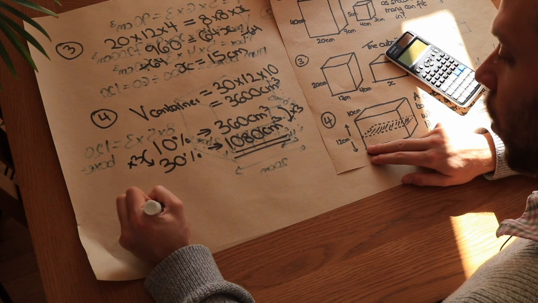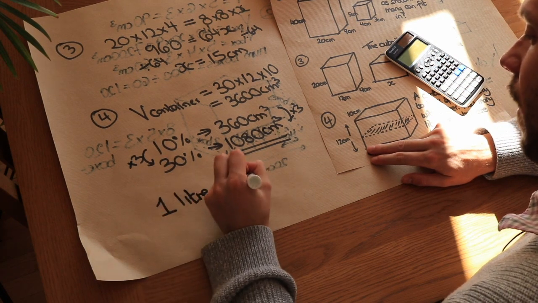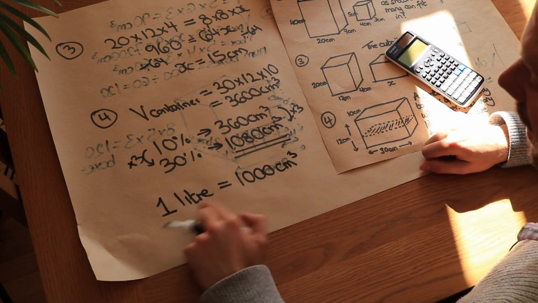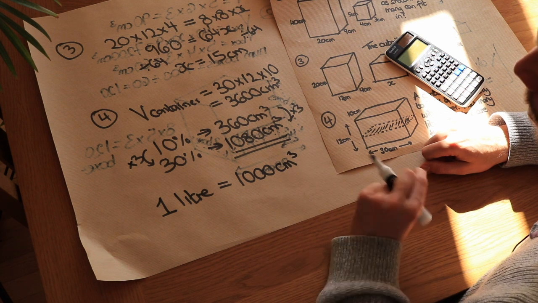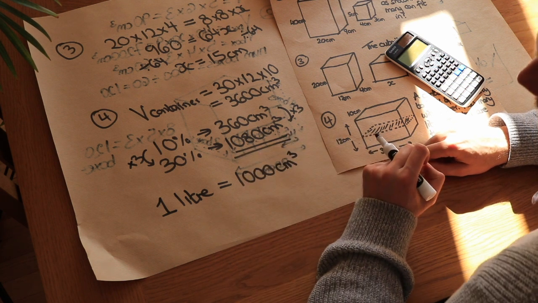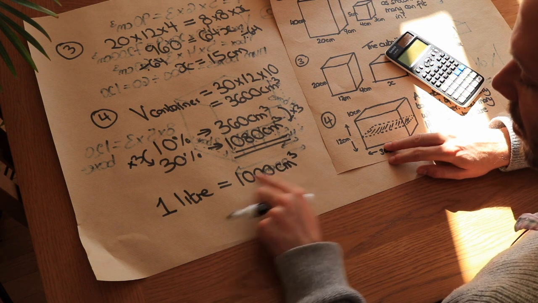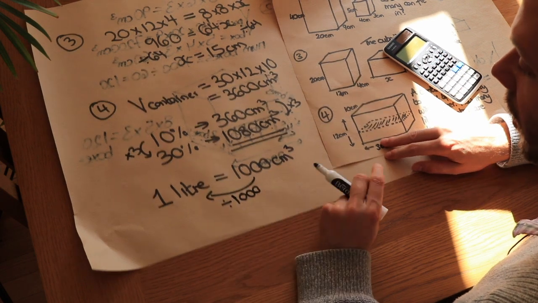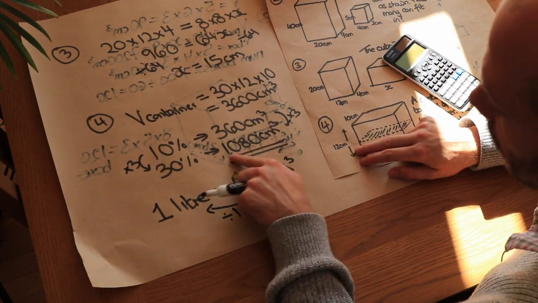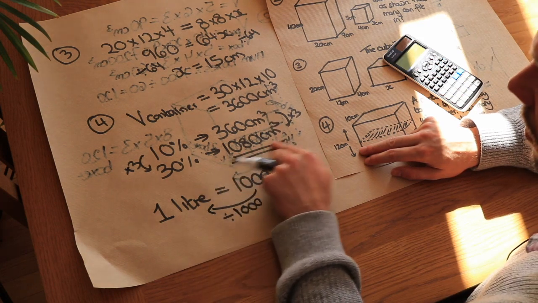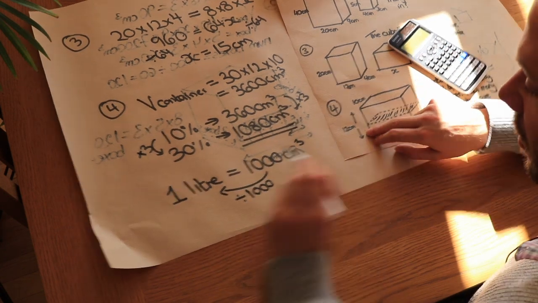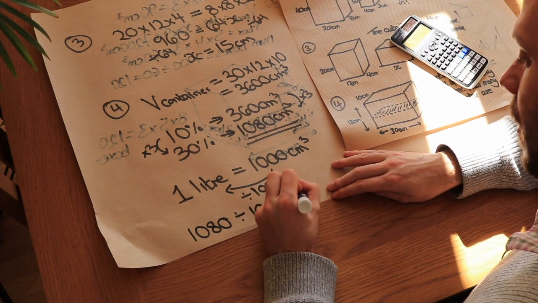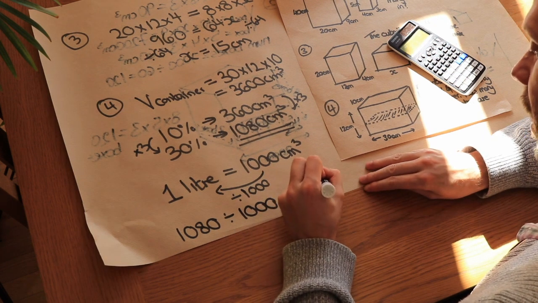Now, you need to know that 1 litre is equal to 1,000 centimetres cubed. You might also know that 1 litre is equal to 1,000 millilitres. So that means a millilitre is the same as a centimetre cubed. Now notice, to get from centimetres cubed to litres, we can just divide by 1,000. And therefore, if we've got this value here, 1,080 centimetres cubed, we can just divide it by 1,000 to get it in litres. So 1,080 divided by 1,000, and that will be 1.08 litres.